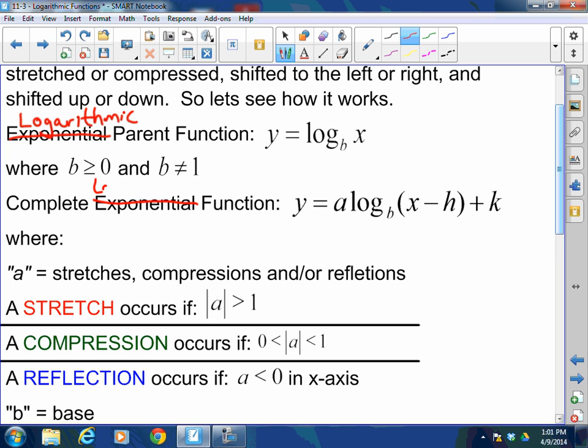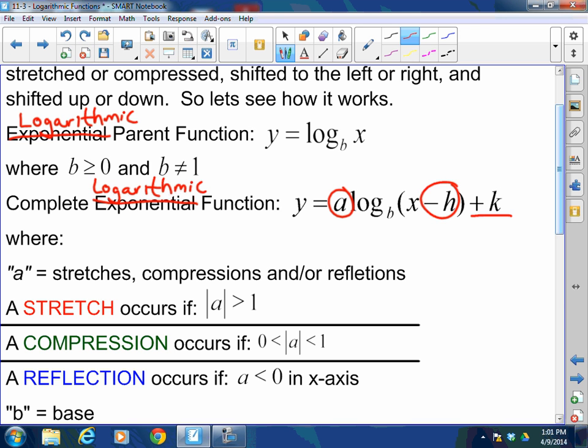The complete logarithmic function, sorry about that, is y equals a. Remember, that's going to tell me if it's up or down. Log base b of x minus h. Remember, the h tells you if it's a left or right shift. Plus k. Remember that the k shifts it up or down.